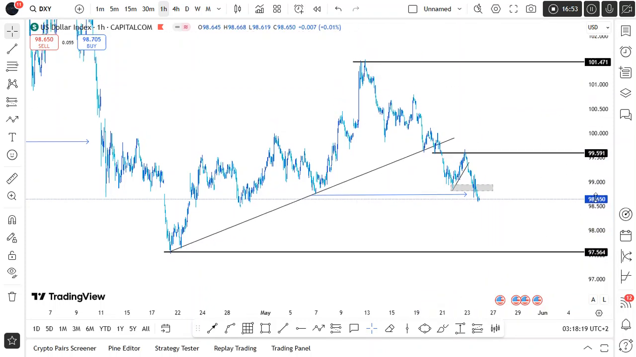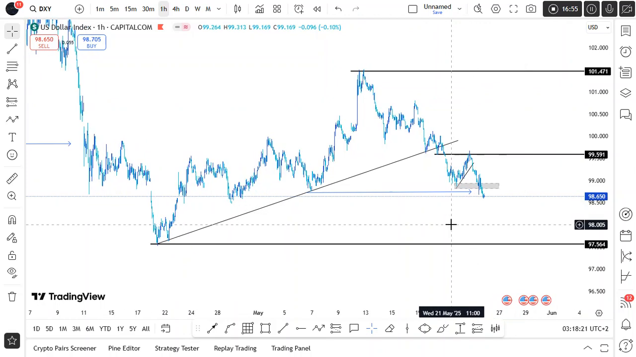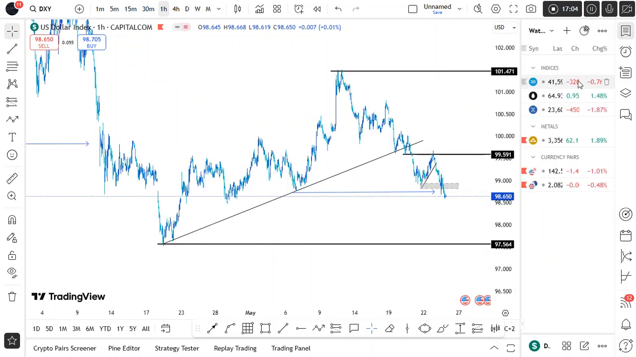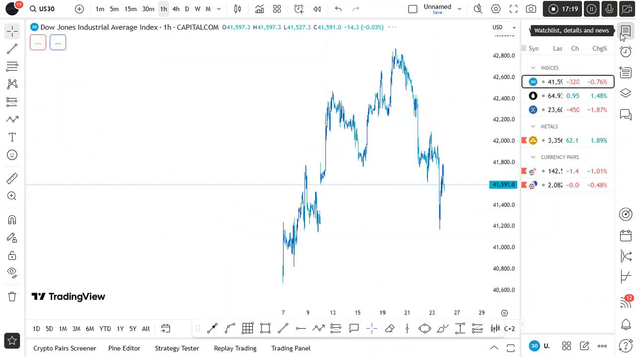So basically this is how I actually analyze the market. I don't actually complicate things. Then yeah, that's how I'm actually seeing DXY. So let's see whether this thing corresponds with other dollar related pairs or metals. So I'll be moving to the Dow Jones now, which is US 30.